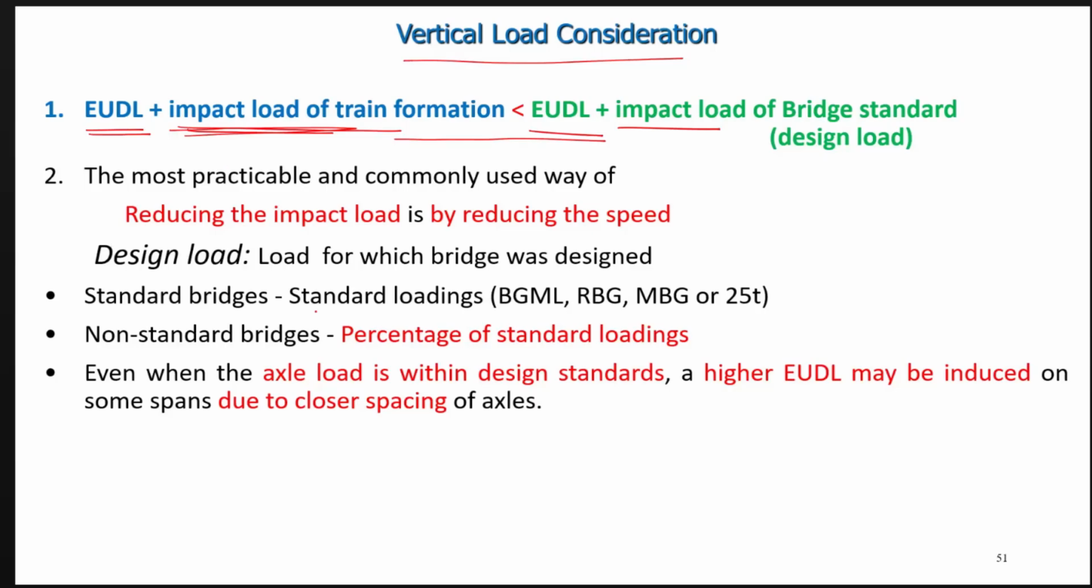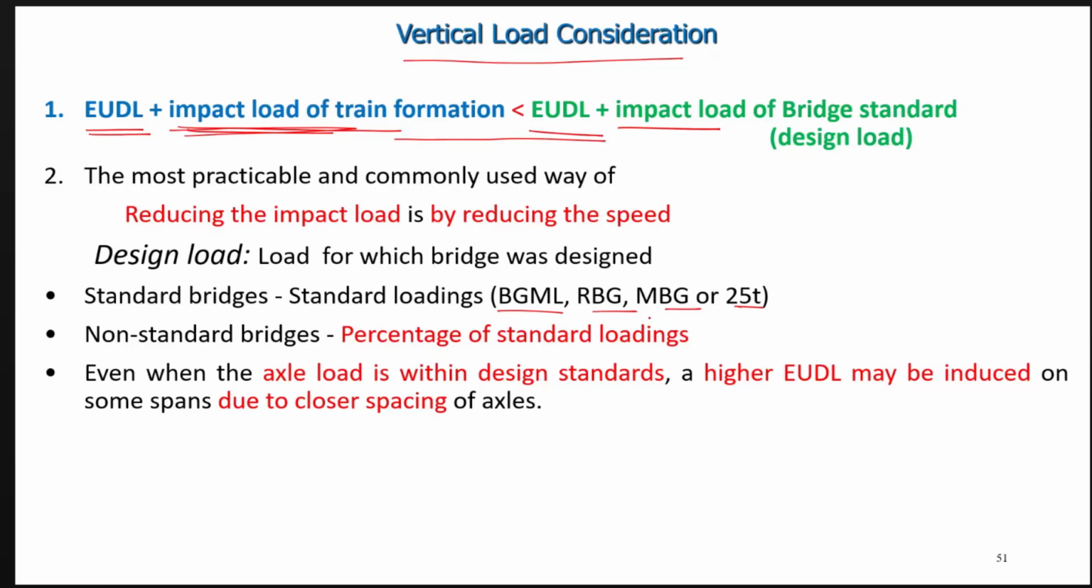Here the standard bridges means BGML, RBG, MBG or 25 ton standard bridge, for which the drawing has been issued by the RDSO. Non-standard bridges are the bridges which were designed non-standard by the zonal railway, and that can be derived as a percentage of the BGML in comparison with the BGML standard. So we can calculate the percentage, on the positive or negative side, to understand the status of the non-standard bridge with reference to the standard bridge.